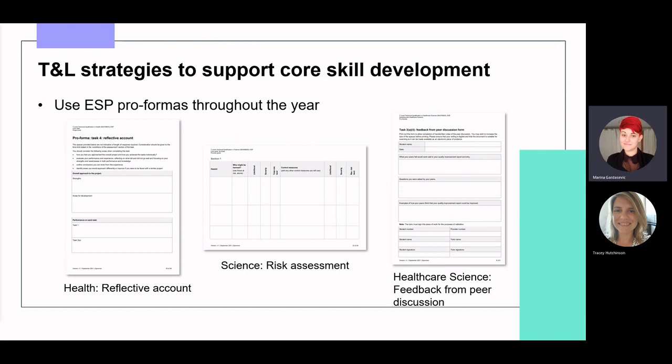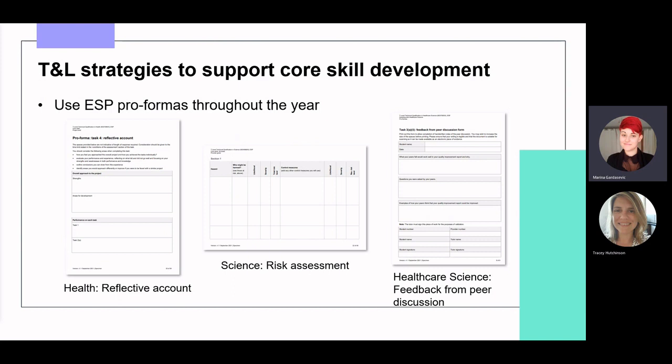These are available on QualHub and you can use them or adapt them for your teaching to develop your students' core skills. And this also has the added benefit of helping improve students' confidence because you're gaining them familiarity with material they'll be using or similar in the assessment. So examples we have here are the reflective account proforma from health, the risk assessment from the science, and the feedback from peer discussion from healthcare science. So you could incorporate these into your teaching and delivery, and you could use them to formatively assess your students.